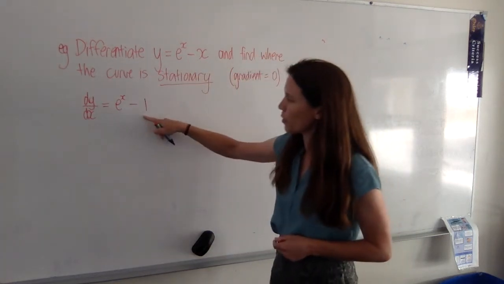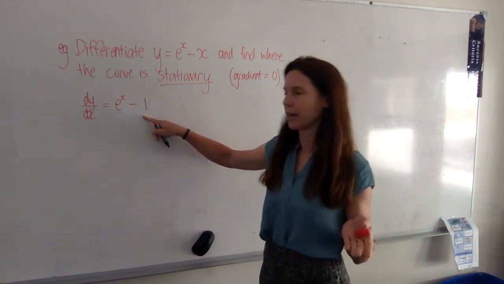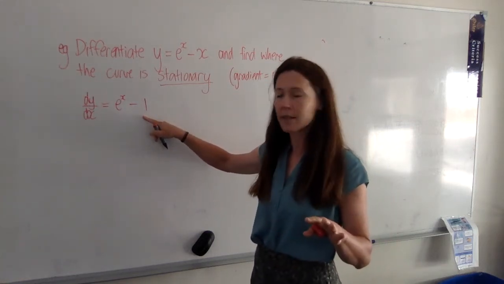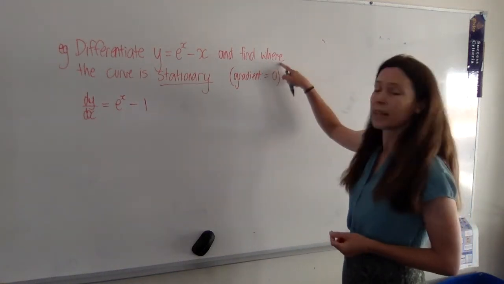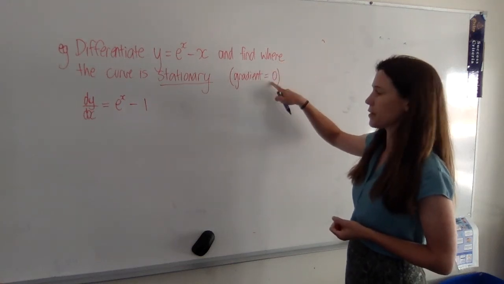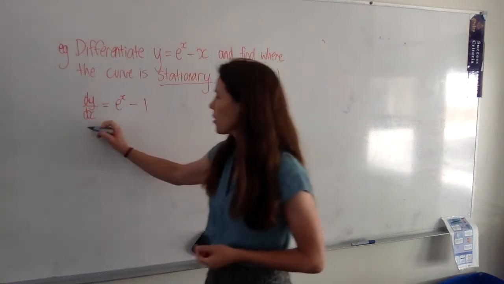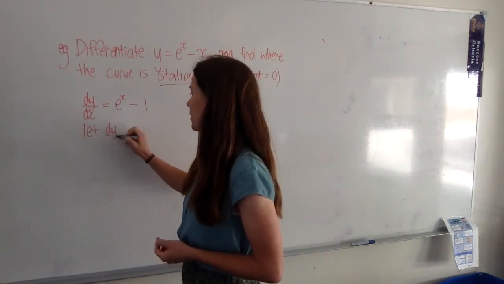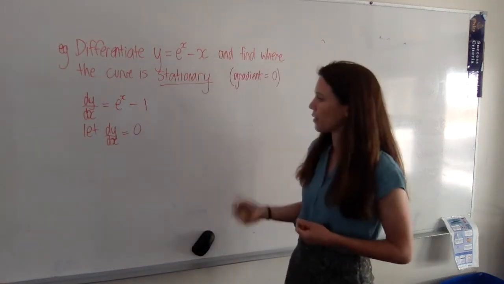So here's a little formula that will help me find the gradient of the tangent to the curve, or in other words, the gradient of the curve, at any place I choose to investigate. Now, I'm not sure where that place is. That's what I need to find. But what I know is I'm looking for a place where the gradient is 0. dy dx is, in effect, the gradient. So I want to let dy dx equal 0, because that's where I'll find this flat part of the curve.